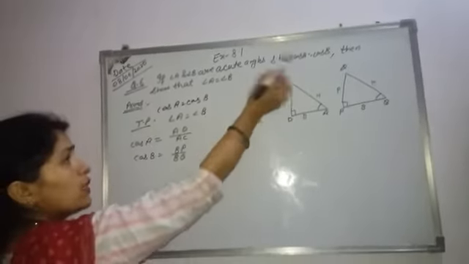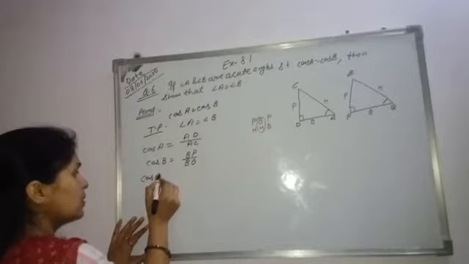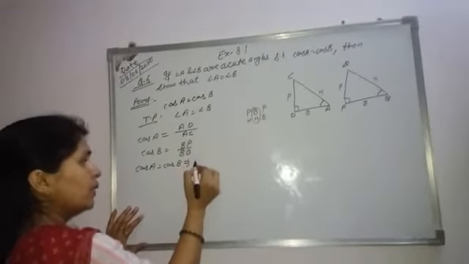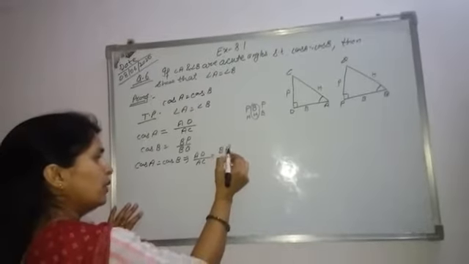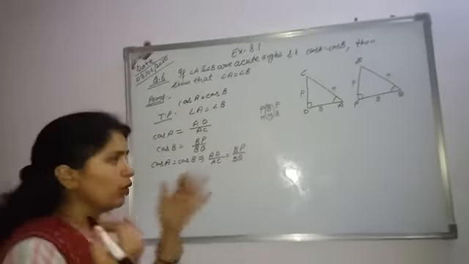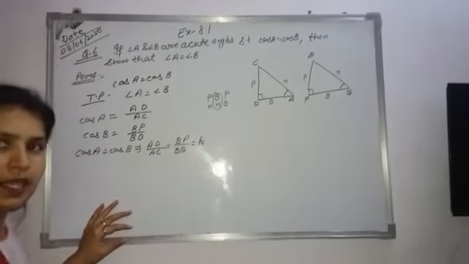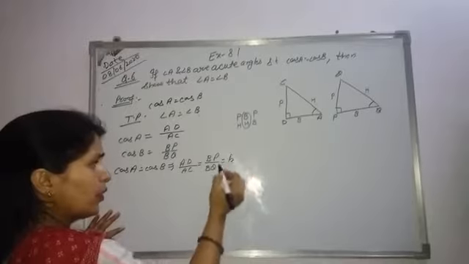But cos A is equal to cos B. These two values are equal. So we can say that AD divided by AC is equal to BP divided by BQ. If these two ratios are equal, let us suppose this value is equal to K. K is any constant value, an arbitrary constant.